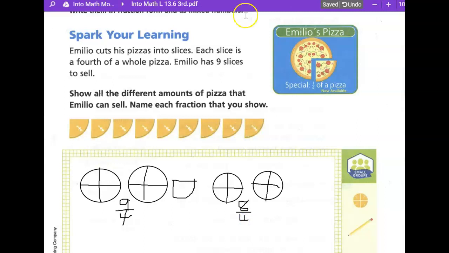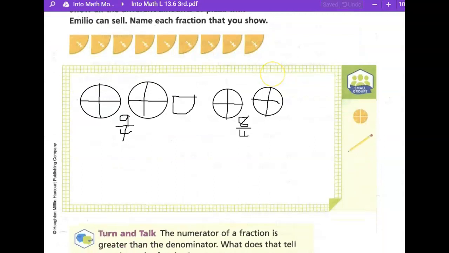Then he could sell 7 slices. So how many wholes are we going to draw? We're going to draw 1. That's 4. Can we draw a whole other one? Nope. Because 4 plus 4 is 8. So let's go ahead and divide this one into 4 slices. And then if we want this to be 7/4, we would have to draw almost a whole other pizza, but not quite. And we could divide that into 3 slices, and that would be 7/4.